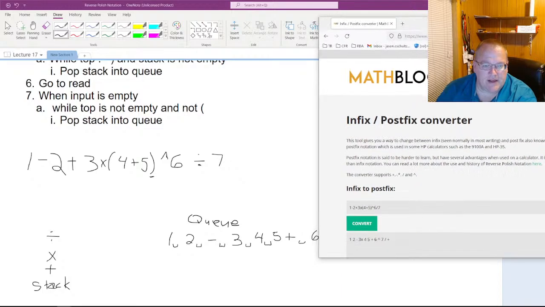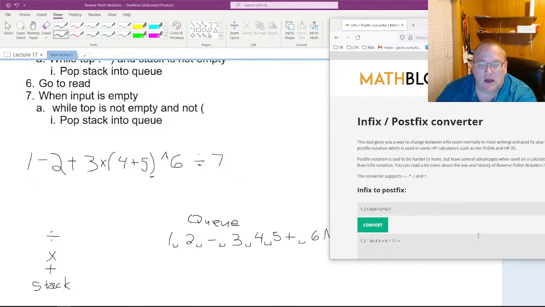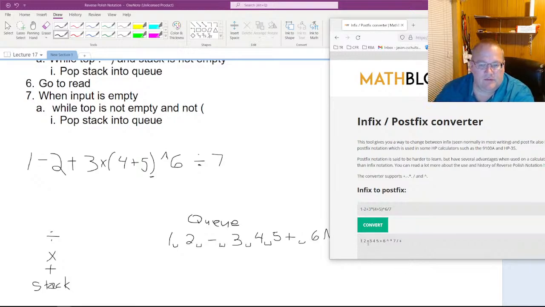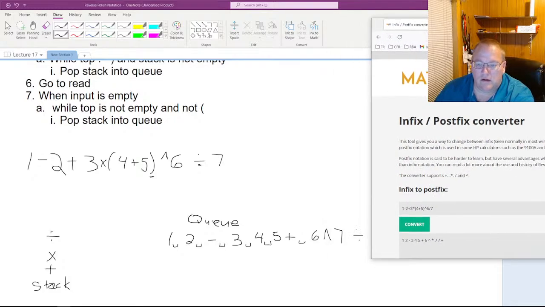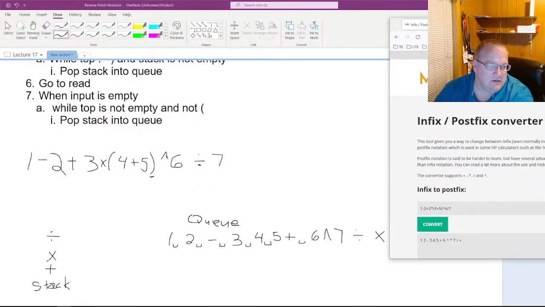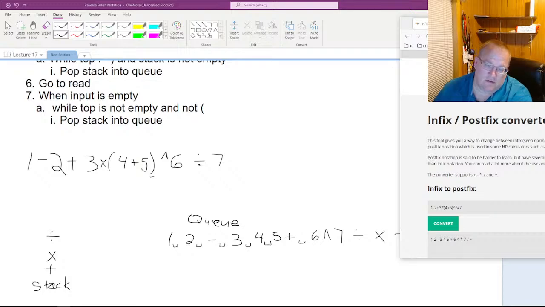1, 2 minus. Oh, okay. So it saw this as, oh, that's right, because I did this wrong. I can't read instructions, can I? 1, 2 minus 3, 4, 5 plus 6 caret 6 caret multiplication.